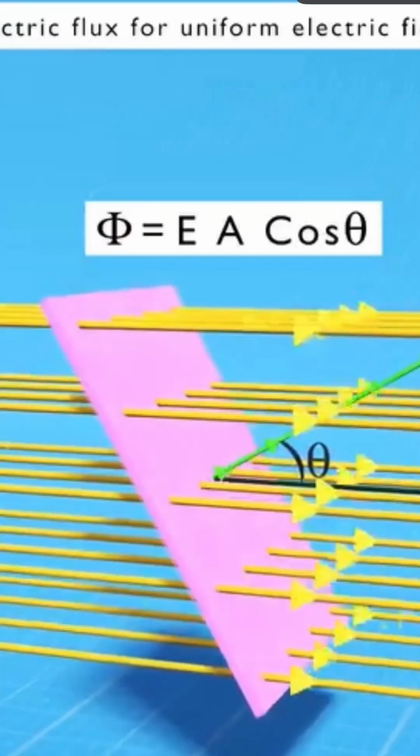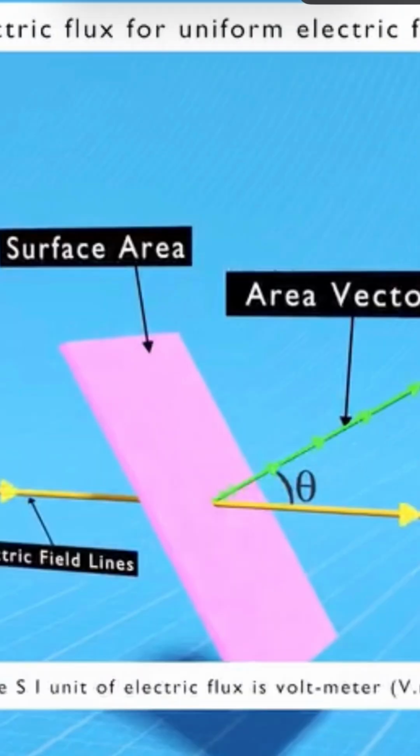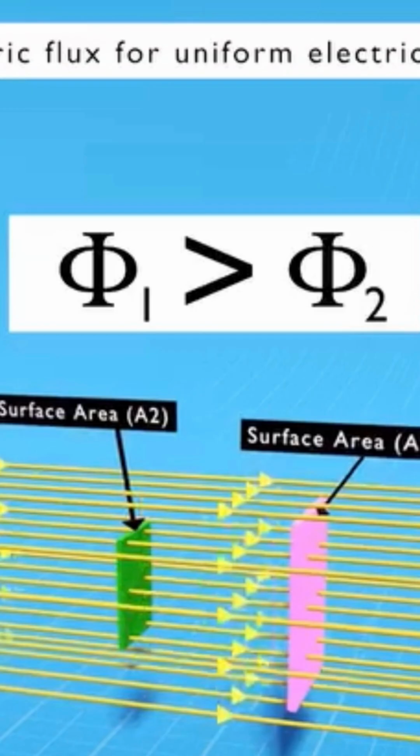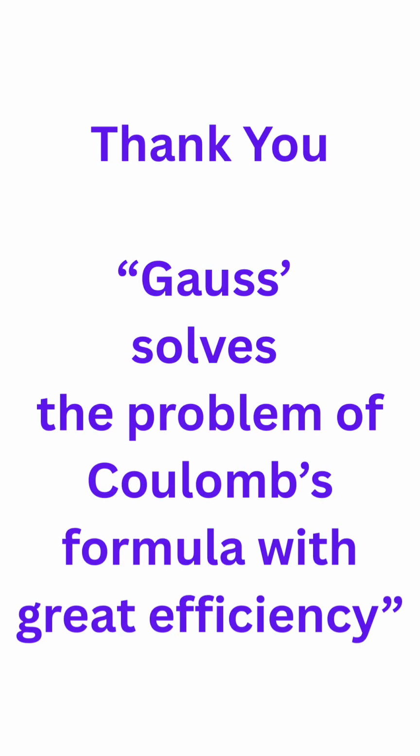Now, what is theta? Theta is the angle between E vector and area vector as shown. Area vector is perpendicular to the surface as shown, and in a uniform field, a smaller open area is having less flux than the bigger one.